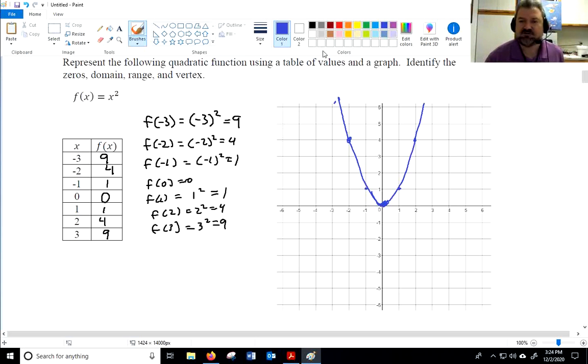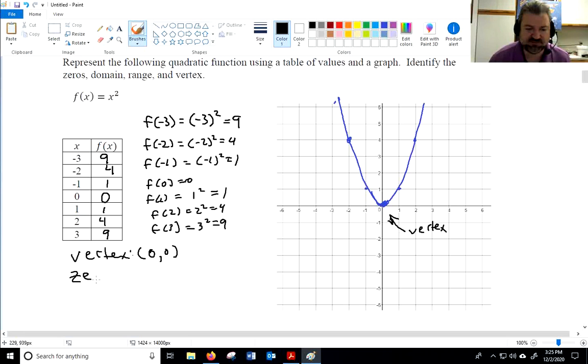All right, the vertex of a parabola is the point where it stops going down and starts going up. Or it stops going up and starts going down. It's just where it changes direction. It turns. That's the vertex, okay? So we'll find that the vertex of this parabola is the point 0, 0.